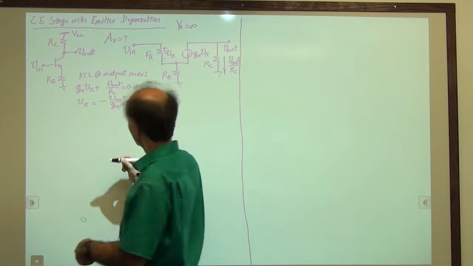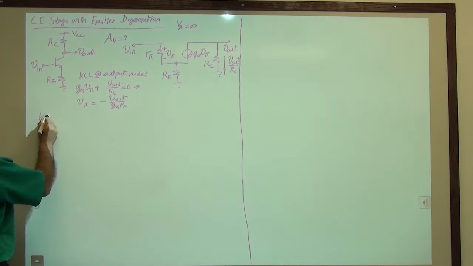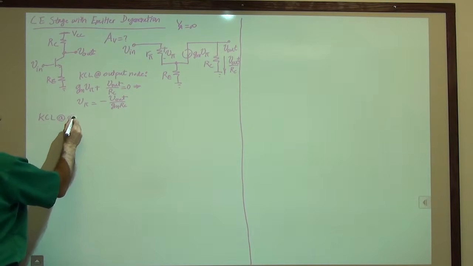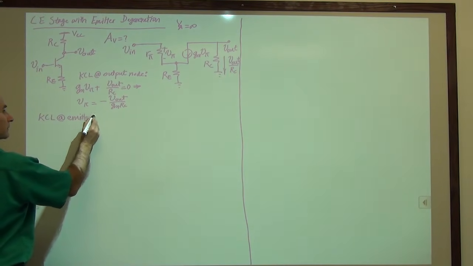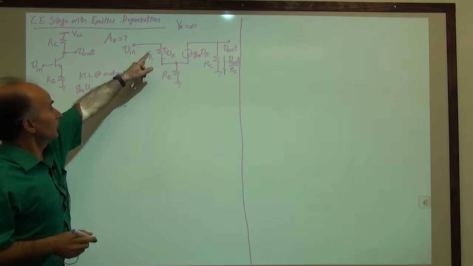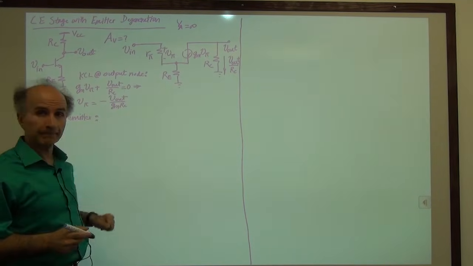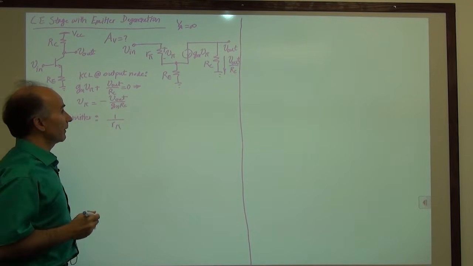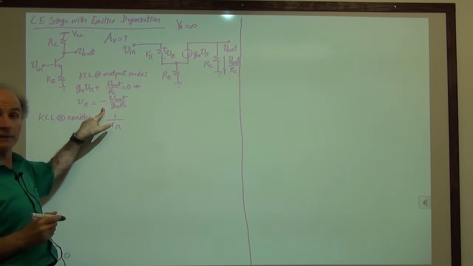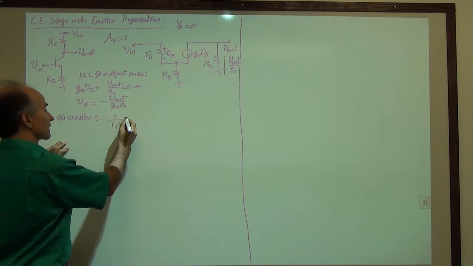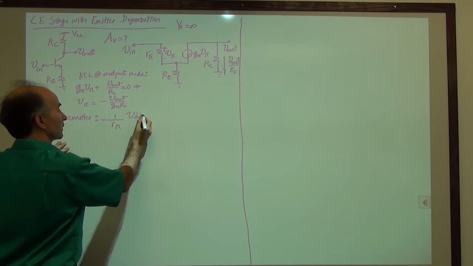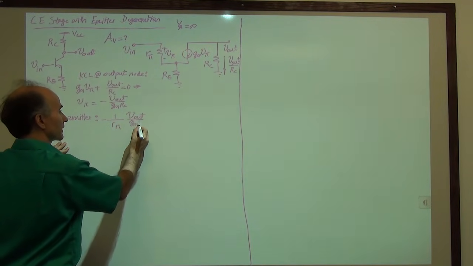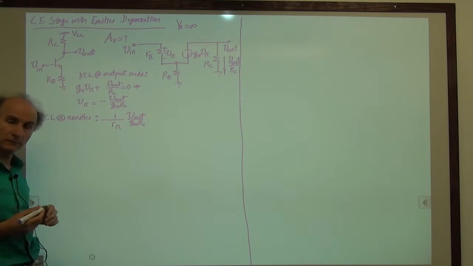So let's write that. Here's a KCL at the emitter node, right? So the current coming down R pi is V pi over R pi. So 1 over R pi times V pi. How much is V pi? Well, we just found it. So why don't we just do it like this? V out over GM RC. That is the current coming down R pi.